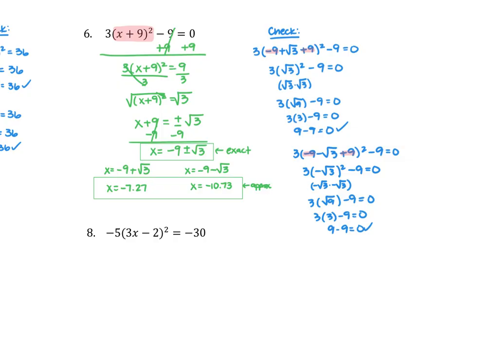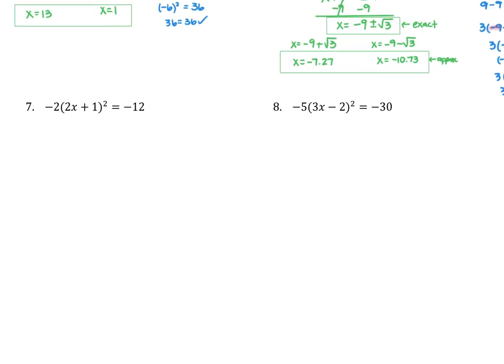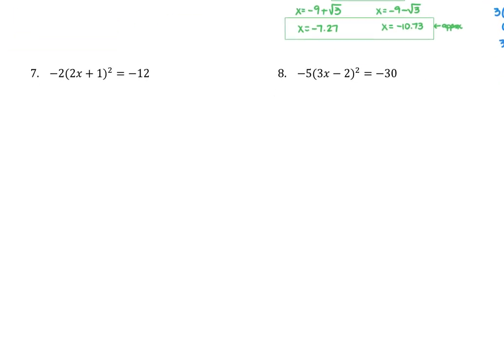All right, so now let's look at number 7. Same process. I'm trying to get the x squared alone, so that would be this whole part. First thing I'm going to do is divide both sides by negative 2. That gives me 2x plus 1 squared equals 6.